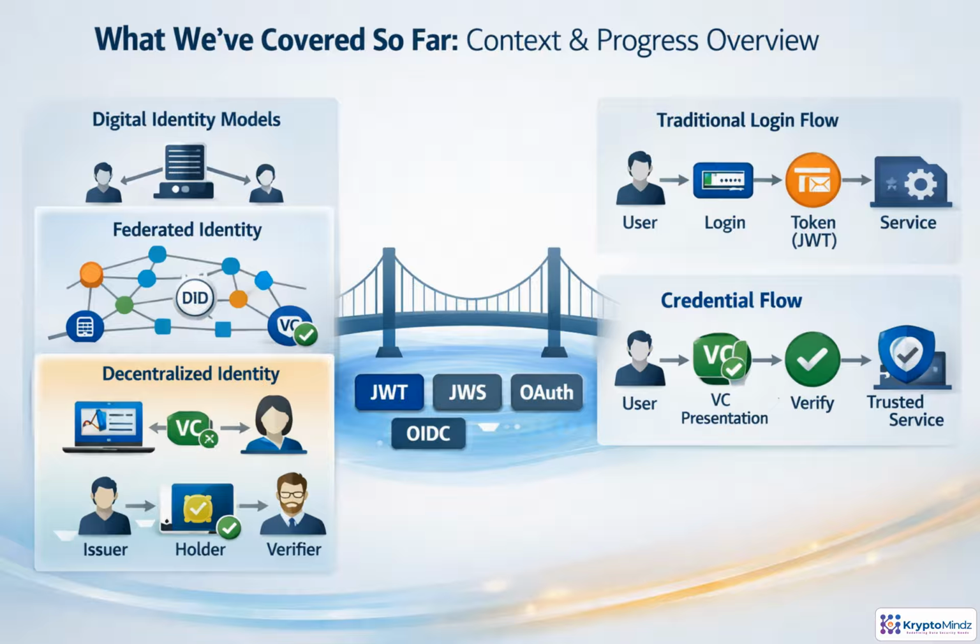So far, you've built the big picture. Identity can be centralized, federated, or decentralized. And VCs involve issuers, holders, verifiers, and DIDs. Next, we'll connect that model to familiar web tooling: JWTs, JWS, OAuth, and OIDC, so credential flows feel easier to compare with login and token flows.